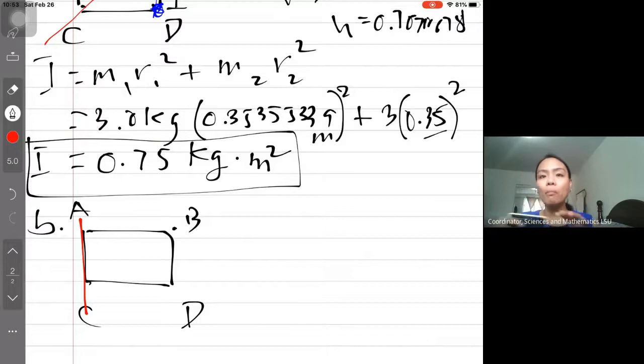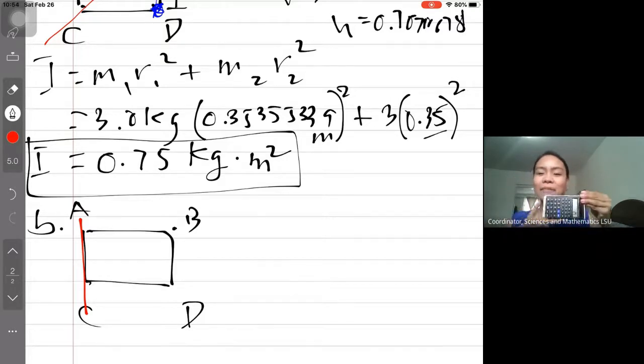Let us go back to our calculator. Again, this is A, B, C, and D. So we are now rotating along A and C. This is our axis of rotation. So B and D are rotating along A and C. Do you get it? For A, this will be our axis of rotation.